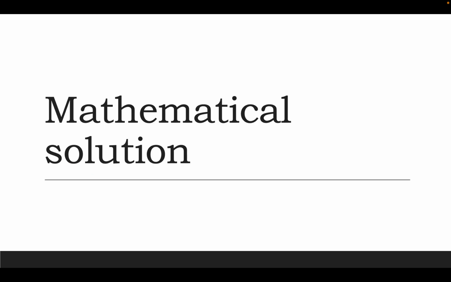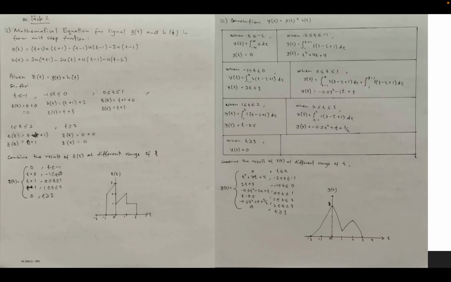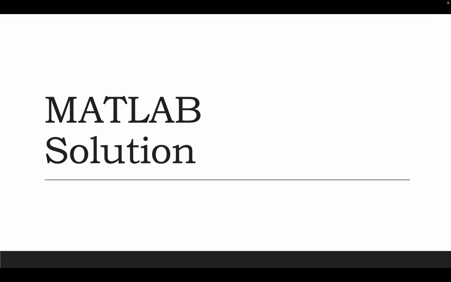So this is the mathematical solution for task 2. As you can see here, we have question number 2, the mathematical equation for signals g(t) and h(t) in the form of unit step functions. And then question number 3 is the convolution solution. Next, we have the MATLAB solution.